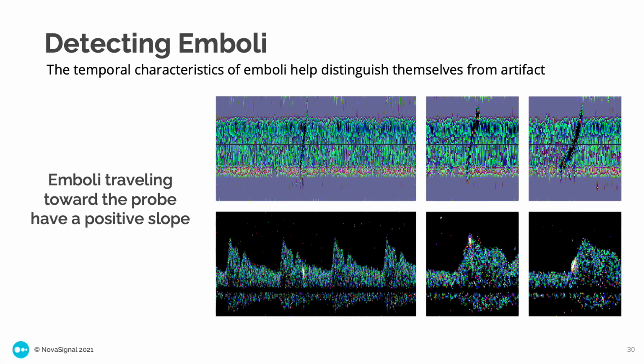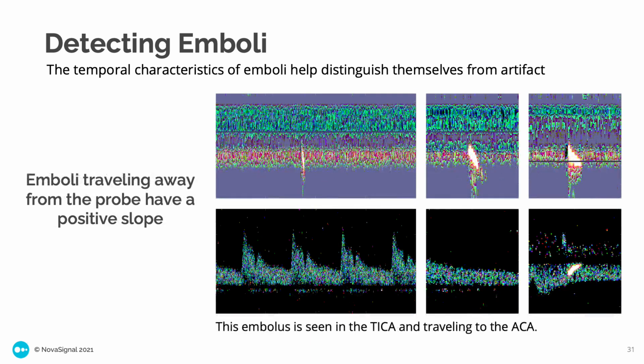Detecting emboli. The temporal characteristics of emboli help distinguish themselves from artifact. Emboli traveling towards the probe have a positive slope. You can see this emboli within the Doppler spectrum here and is represented here within the power M mode as this bright line, as it is in the next two slides as well. Emboli traveling away from the probe have a negative slope. You can see in this first slide, the emboli actually starts in the terminal internal carotid artery and goes out the ACA, as is the case in the next two slides.